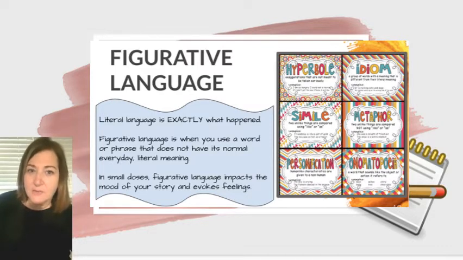But those little things, similes, metaphors, hyperboles, personification, you know all of those. You've studied those probably in 4th and 5th grade. And now I want you to add a little bit of figurative language to your writing. That is it. And we're going to go over all of them in the Pear Deck.